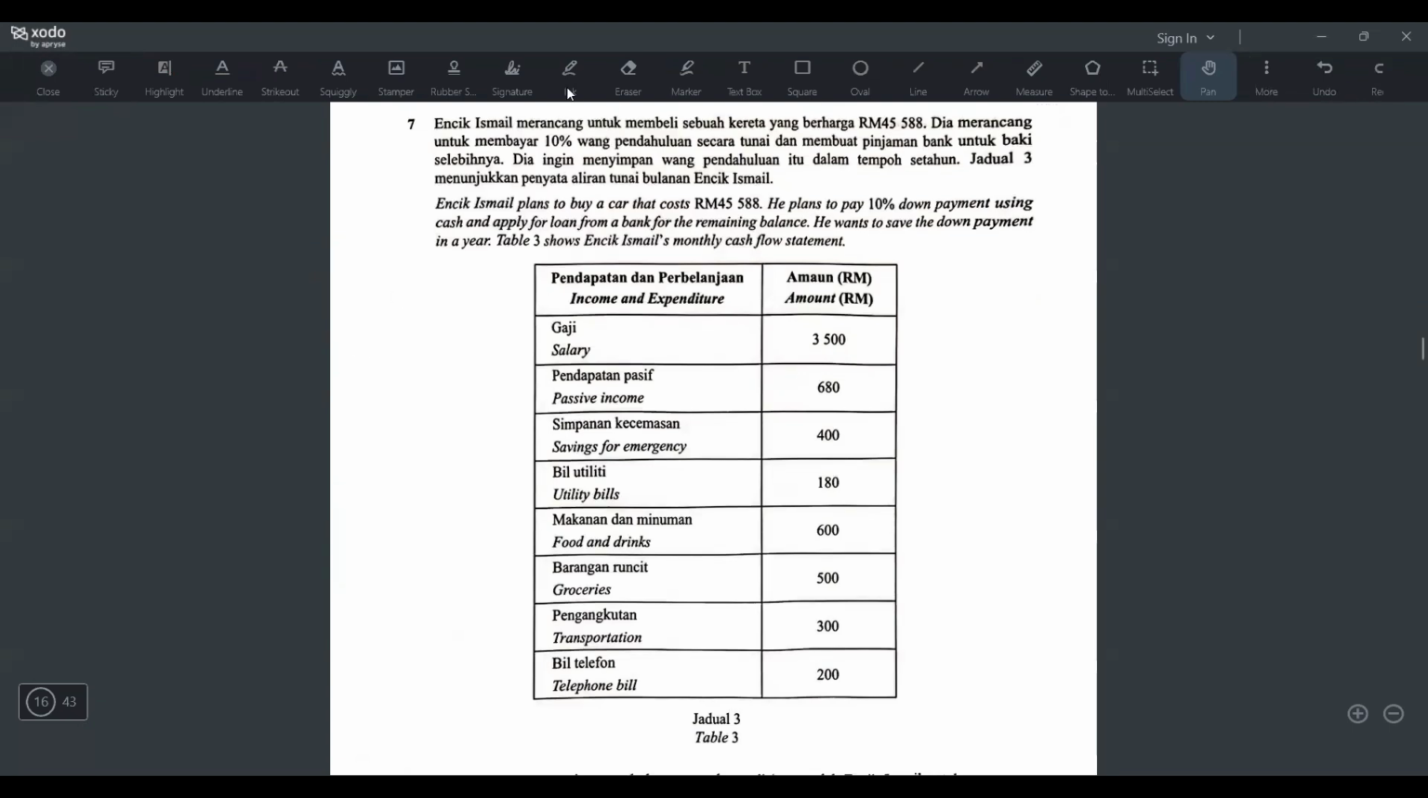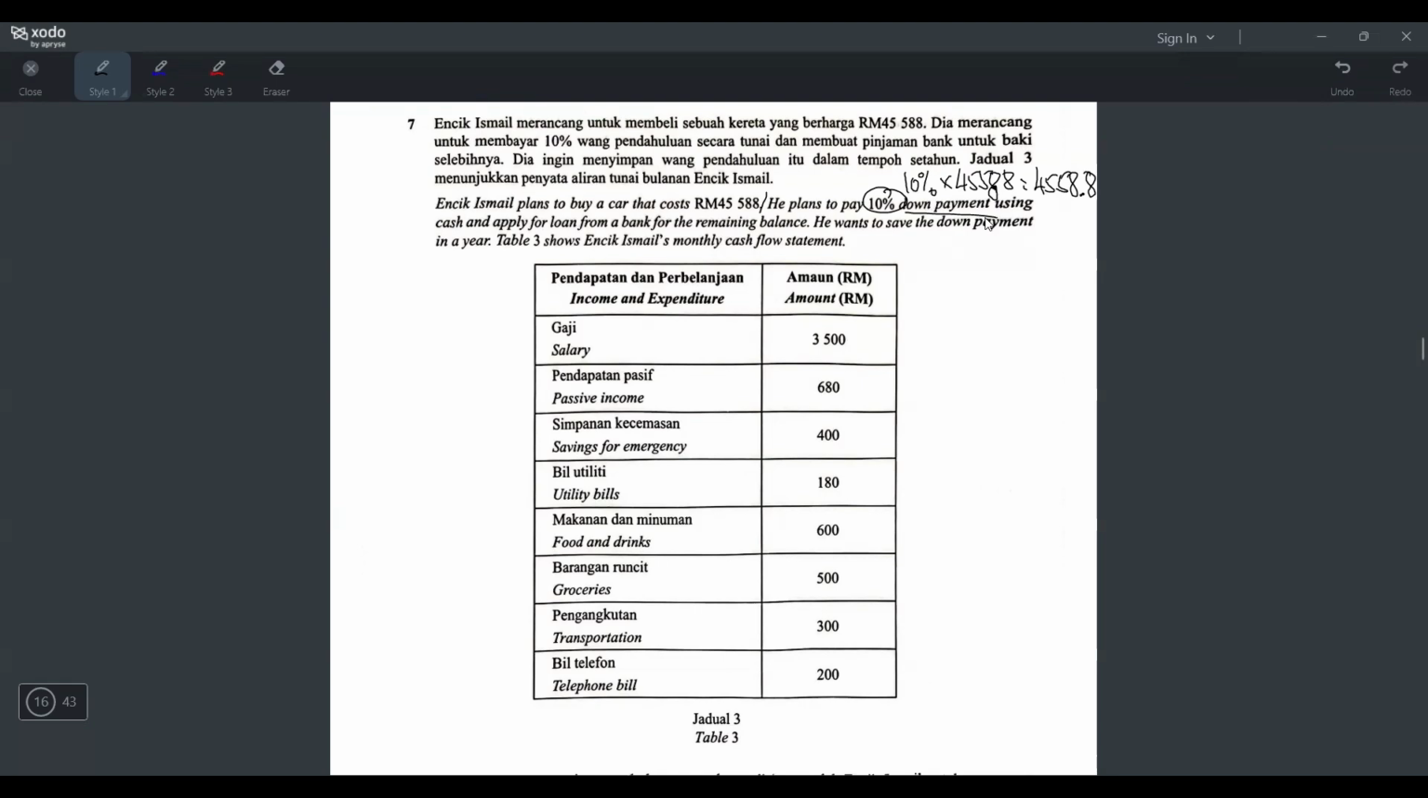Let's read. Encik Ismail plans to buy a car that costs 45588. So this is the total price of the car. And he plans to pay 10% down payment. So straight away calculate 10%. What is 10% times 45588? If you press this, you will get 4558.8. So this is the 10% down payment.